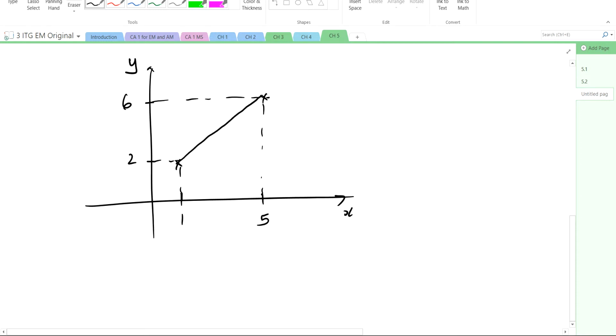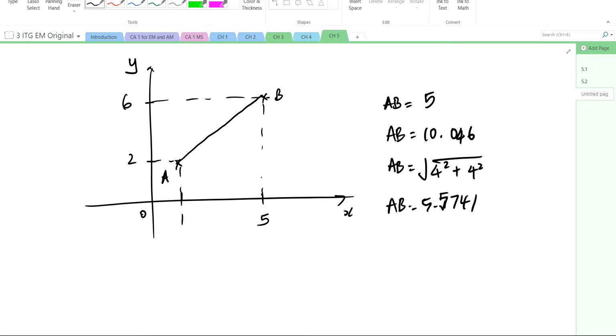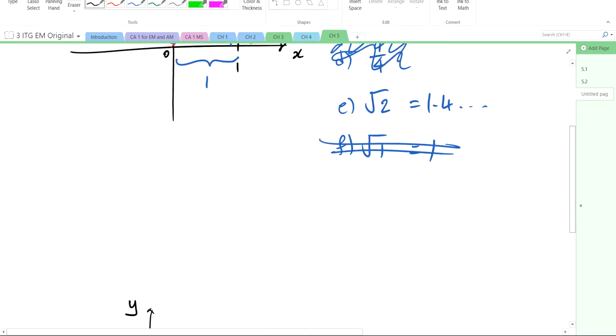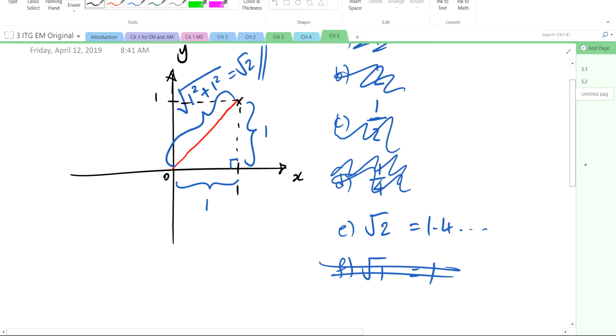What is the length of this line segment? These are the options. The question was to find the length of the line segment. Let's do a quick recap. What do we do over here? We use Pythagoras, right? Simple.